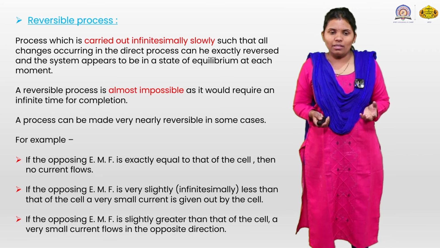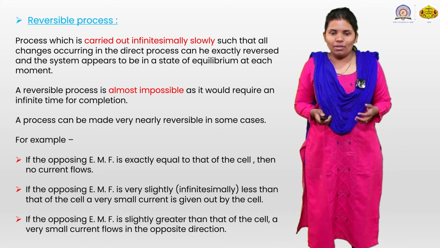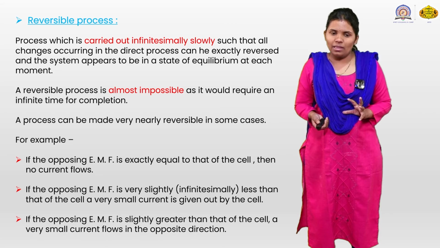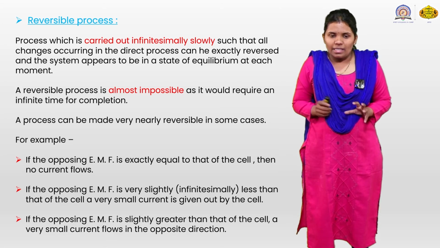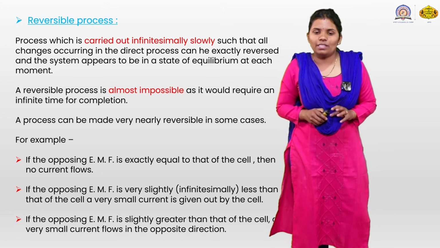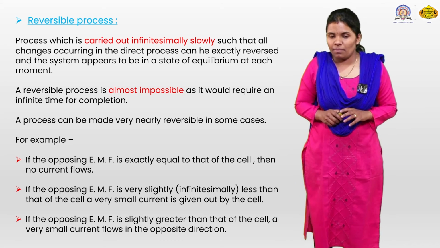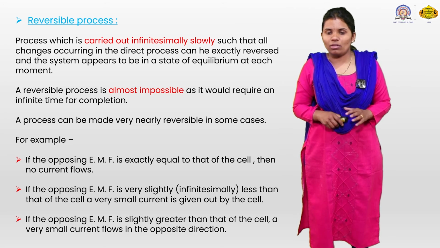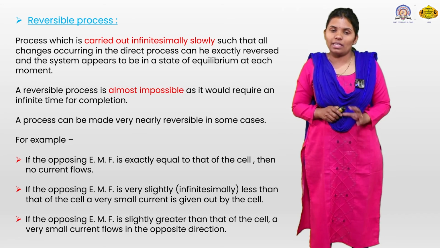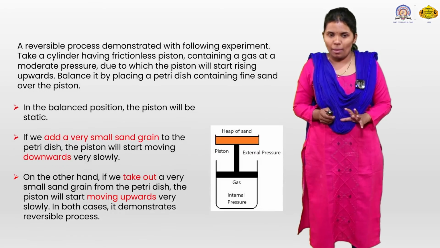Here you can take this: if the opposing EMF is exactly equal to that of the cell, then no current flows. If the opposing EMF is very slightly less than that of the cell, a very small current is given out by the cell. If the opposing EMF is slightly greater than that of the cell, a very small current flows in the opposite direction. These are three examples of the reversible process.